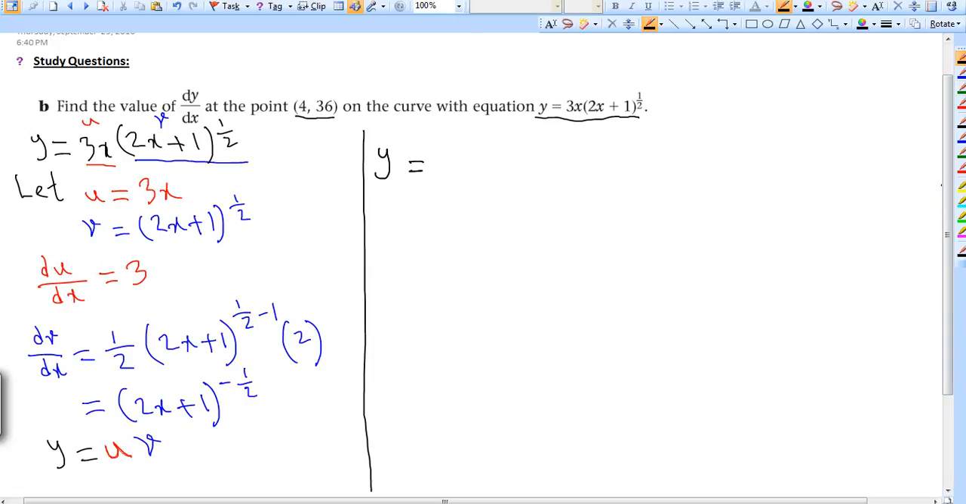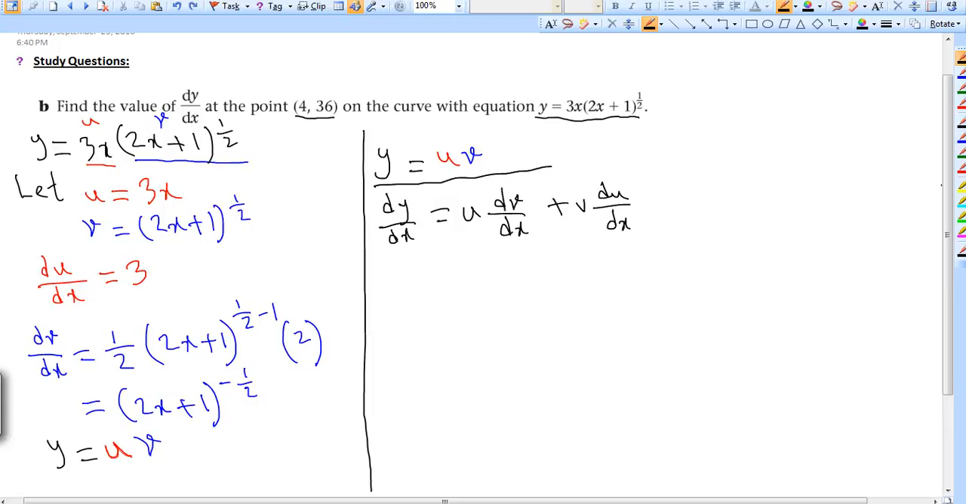y is equal to u v. Since it is in the form of this term, we can use this formula. dy by dx gives u dv by dx plus v du by dx. So this is called the product rule.